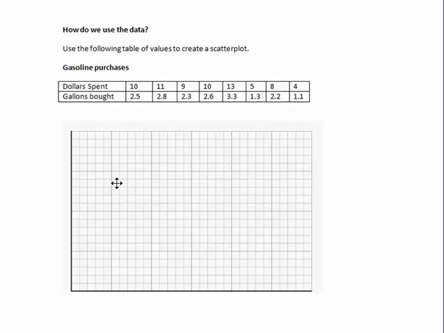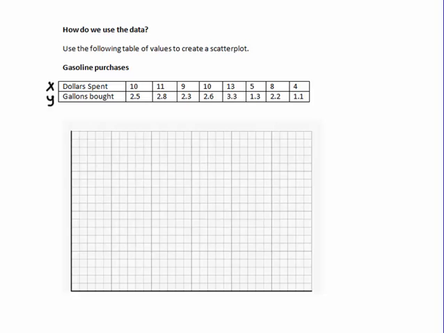So here, on the back side now, how do we use the data? Well, we're going to take the following table of values and plot each one of these points. First we need to determine what's going to be x and what's going to be y. So let's let the dollars spent be x, and the gallons bought be y.